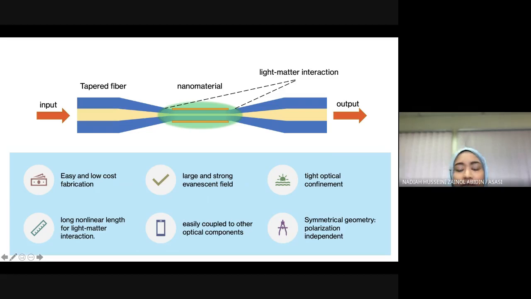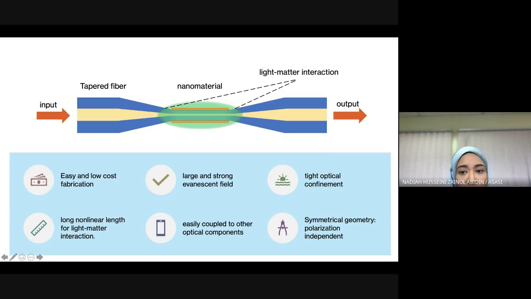It is also easy if you want to fabricate yourself. Low cost fabrication, yes, it has a large and strong evanescent field. It has a tight optical confinement. This depends on the design of your tapered optical fiber. It has a long non-linear length for light matter interaction.